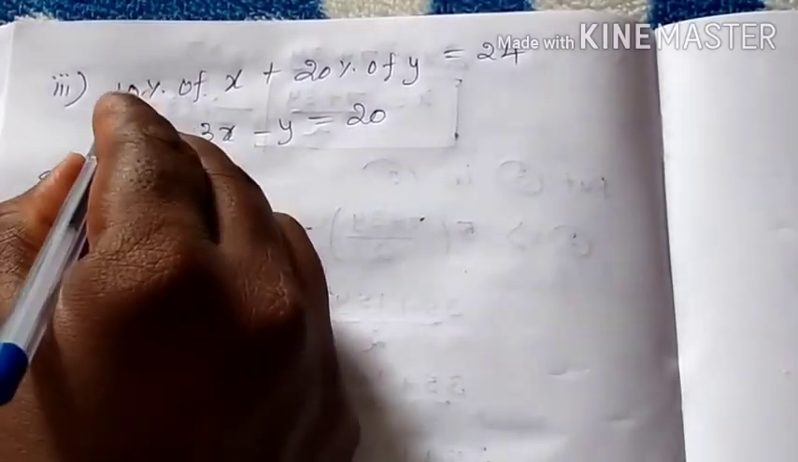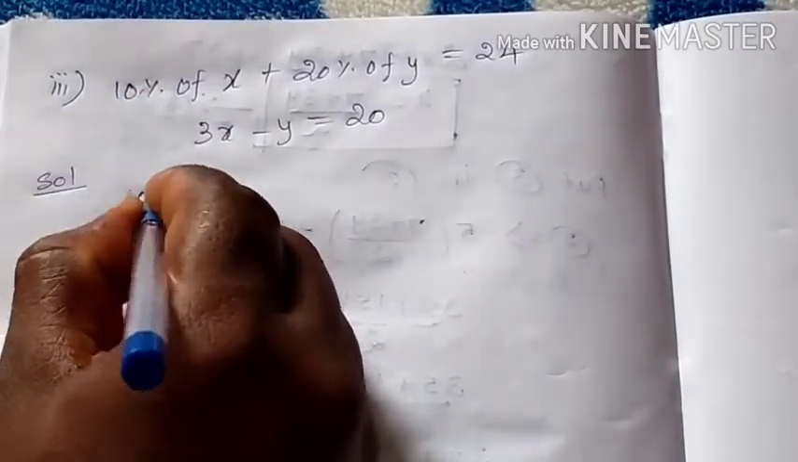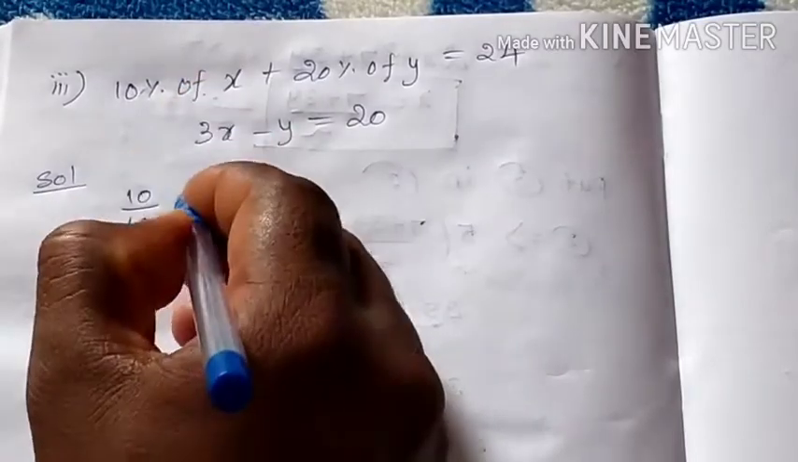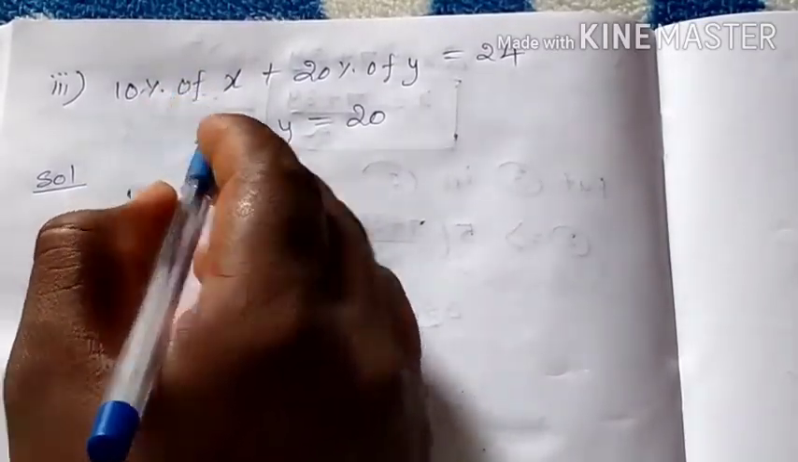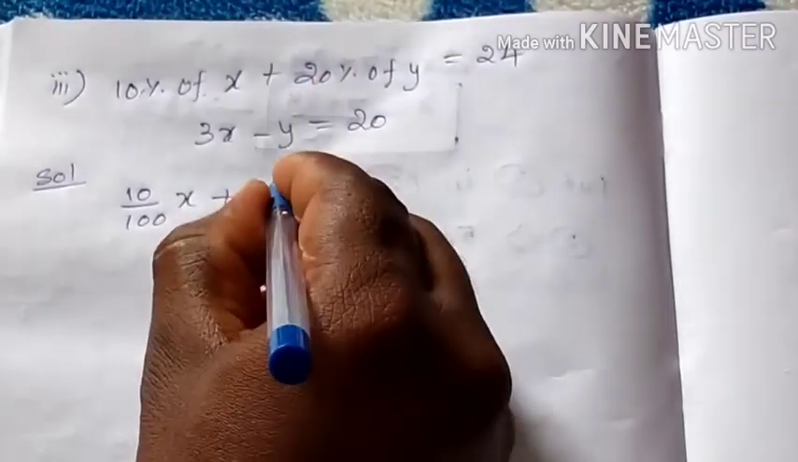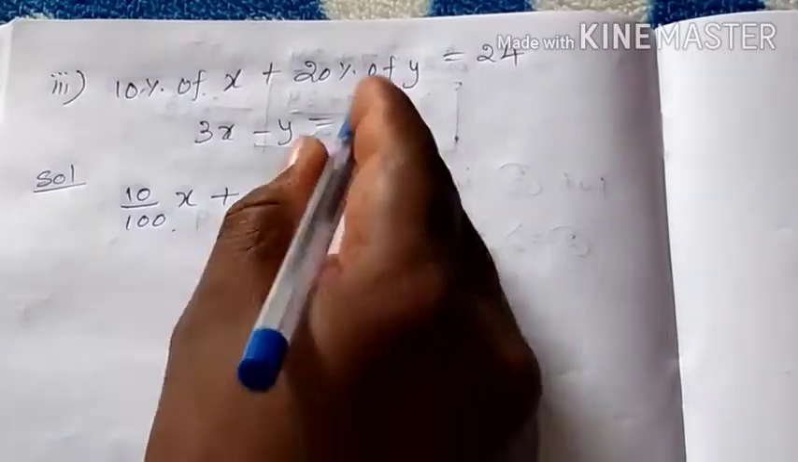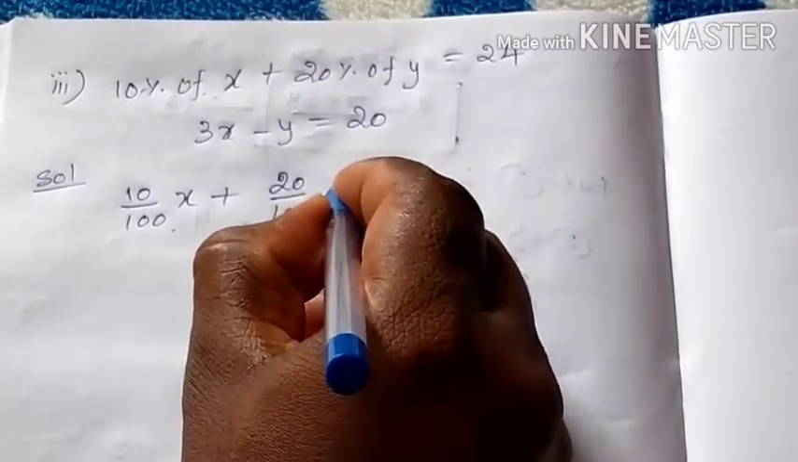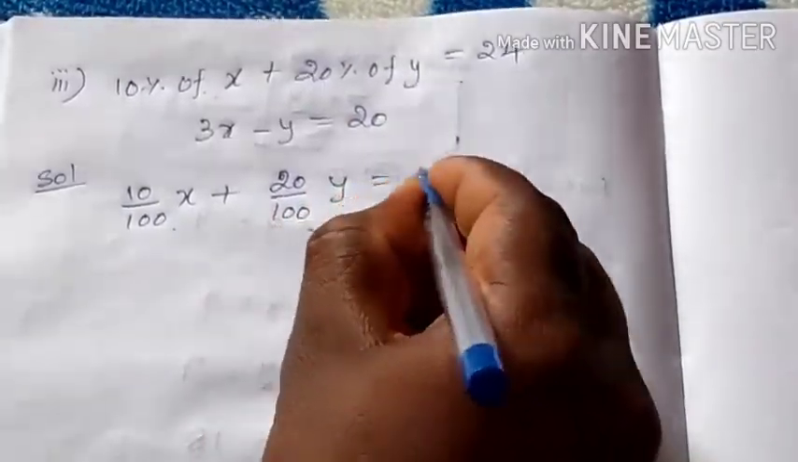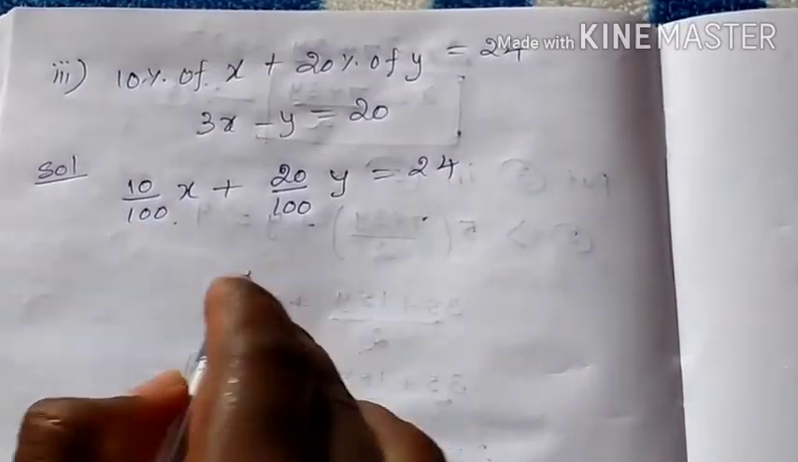In the first equation, 10% can be written as 10, the percentage, divided by 100. Of represents multiplication, so into x. Plus 20% can be written as 20 divided by 100 of the value, into y, which is equal to 24. Have you understood this?